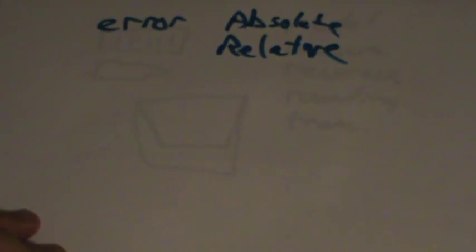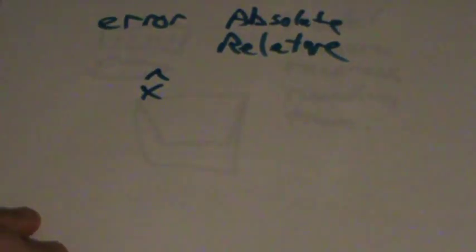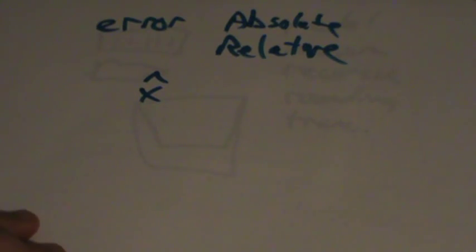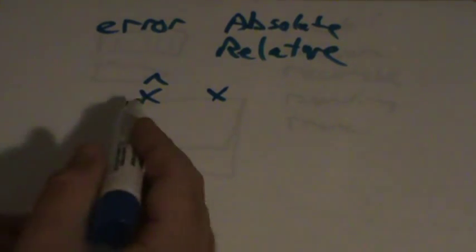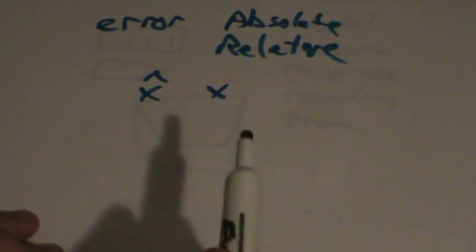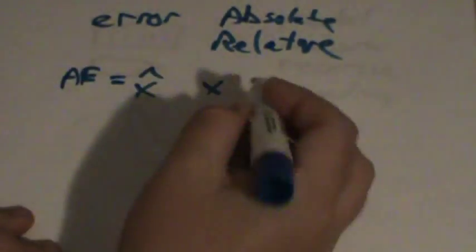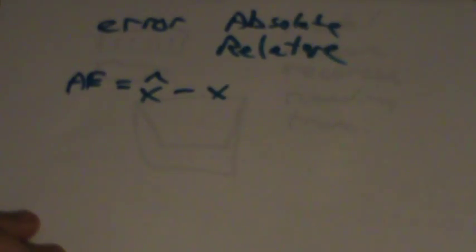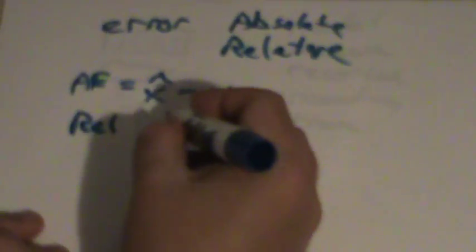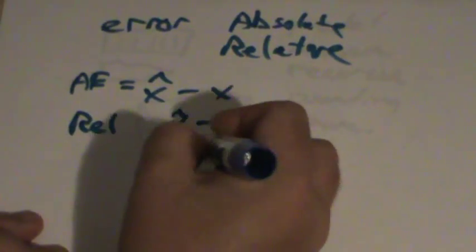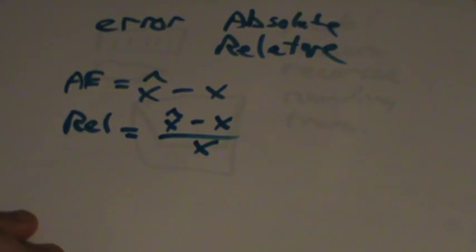So absolute error means if I know whatever is the approximate value. Now we usually denote the approximate value by sticking a hat over it. So if the real value is x, its approximation is x hat. Sometimes that means approximation, sometimes it means measurement, but same idea as far as we're concerned. So if I want the absolute error, we'll just call it AE, that's this difference. Now if I want the relative error, then what I want is my x hat minus x over x. So that's how we're going to define our absolute and relative errors.